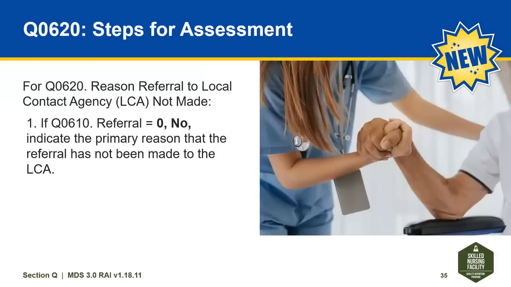The steps for assessment for Q0620, reason referral to local contact agency, LCA, not made, are as follows. If Q0610 referral equals 0, no, indicate the primary reason that the referral has not been made to the LCA. Note that the assessor should indicate the primary reason that the referral has not been made to the LCA.